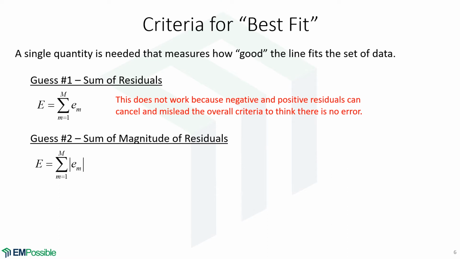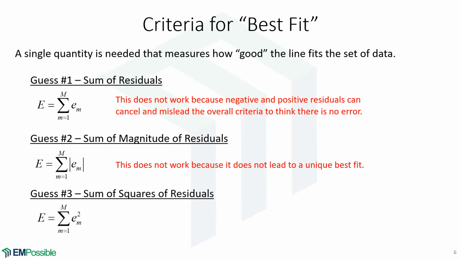All right, what if we added the absolute values of those errors? This is better, but it turns out this does not lead to a unique best fit. What if we summed the absolute value squared of all those error terms? Well, it turns out this works, and this is what we will do.